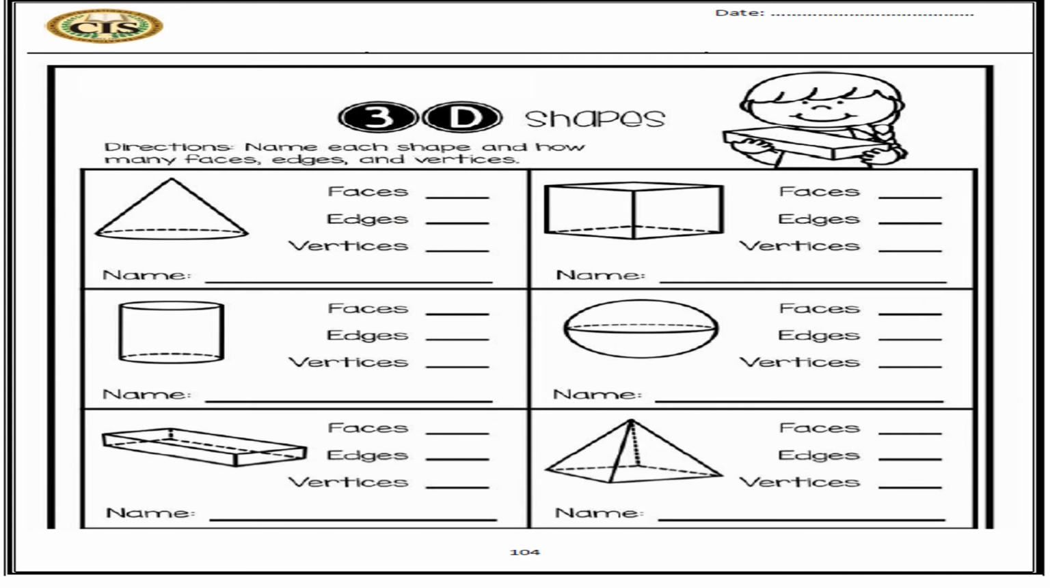Name each shape and say how many faces, edges, and vertices. The first shape, its name is cone. How many faces in the cone? 1 circular base. And how many edges? 0 edges. How many vertices? 1 vertex. The next shape is cylinder. How many faces in the cylinder? 2 circular bases. And how many edges? 0 edges. And the vertices are also 0.